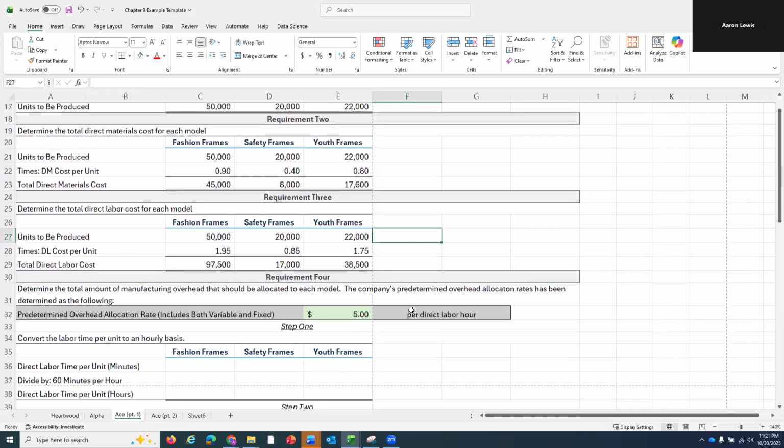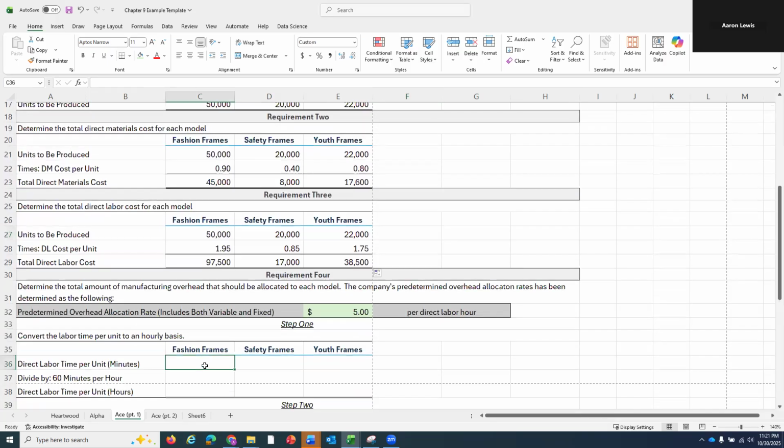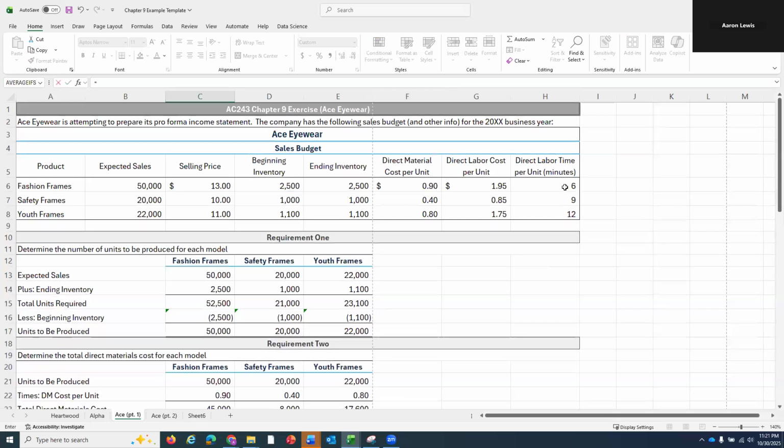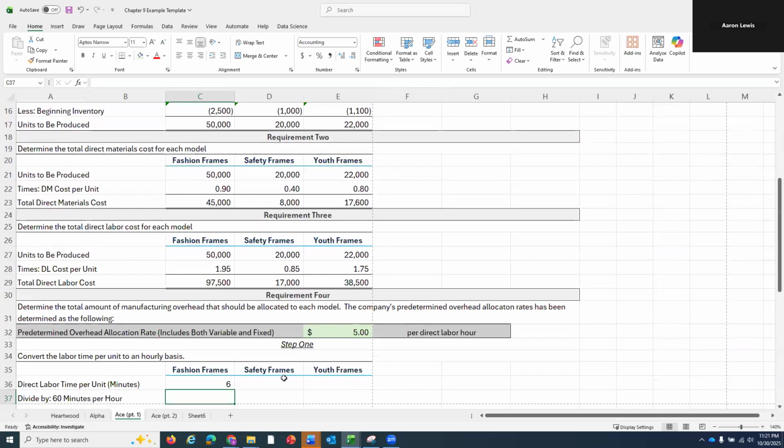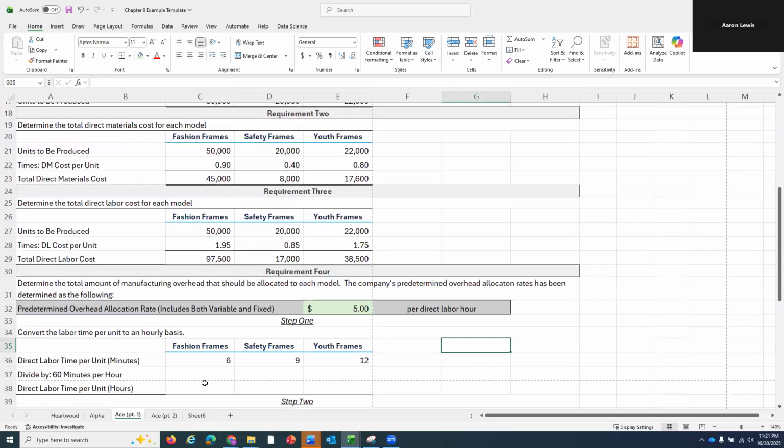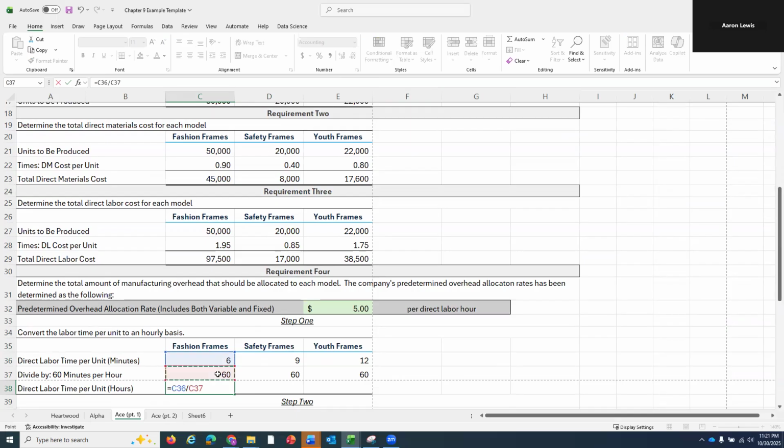And to do so, I just take our time per unit in terms of minutes, which is 6, 9, and 12, respectively. I'll just type them in here. And I divide it by 60. And I don't know why I've got decimal places shown. Let's get those out of there. And now I can express this in terms of per hour by taking the number of minutes that each model takes and dividing it by 60.